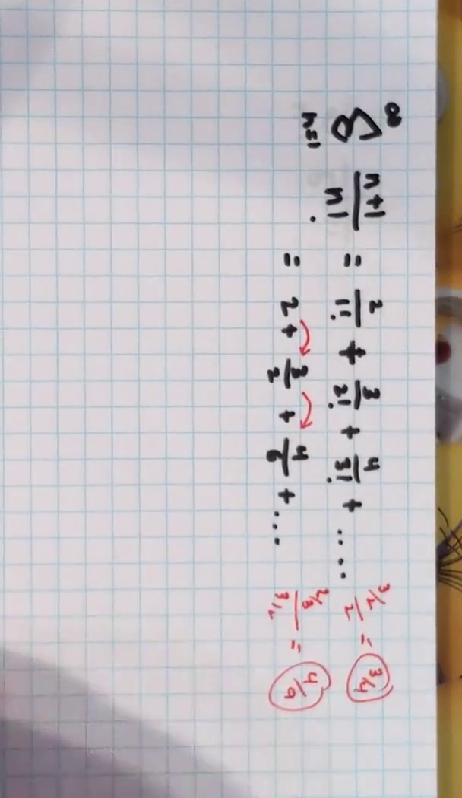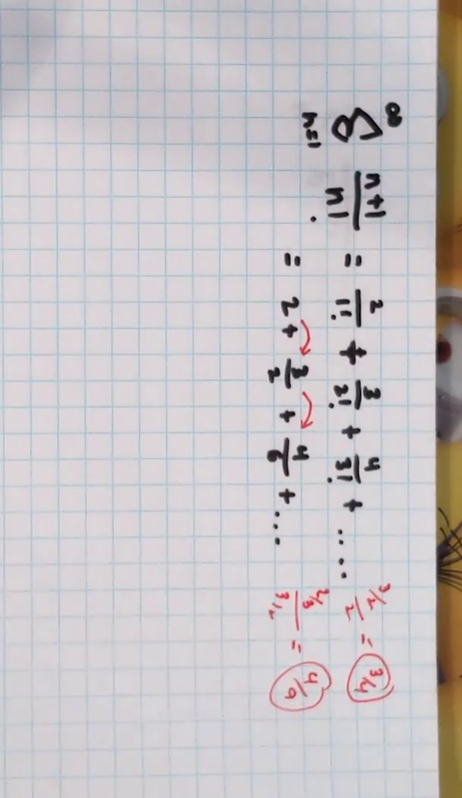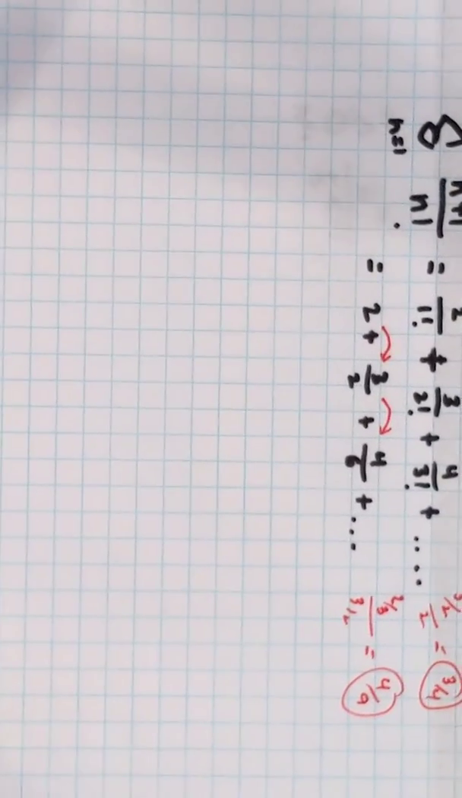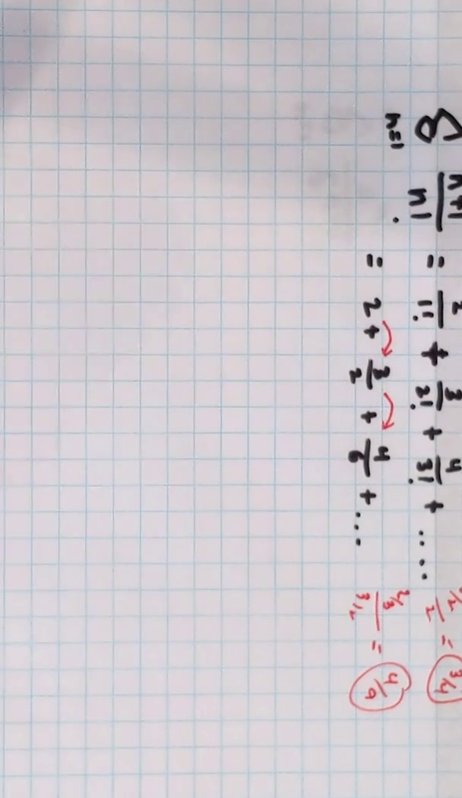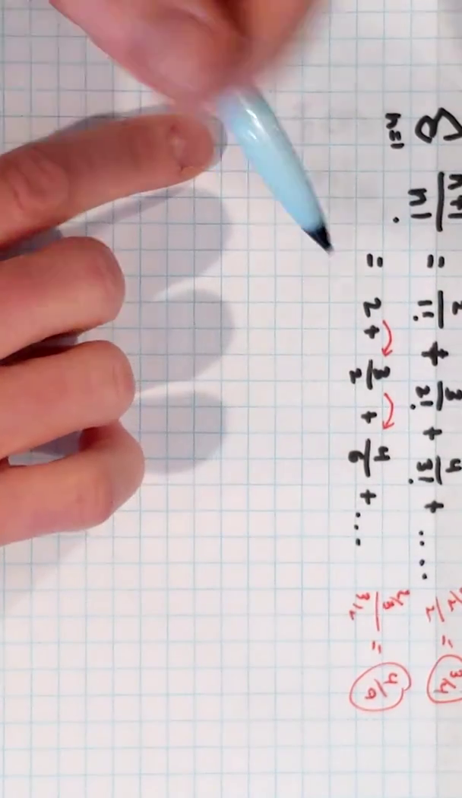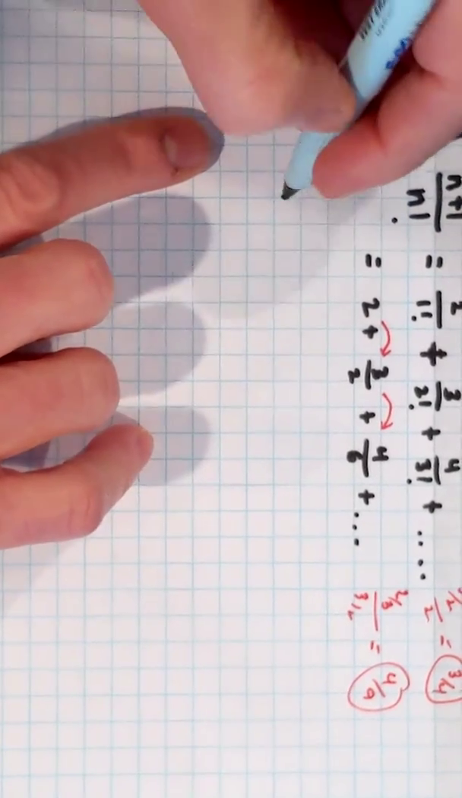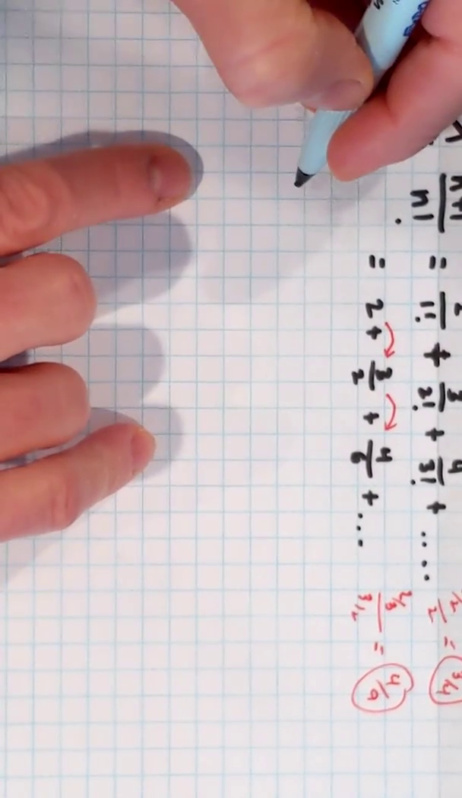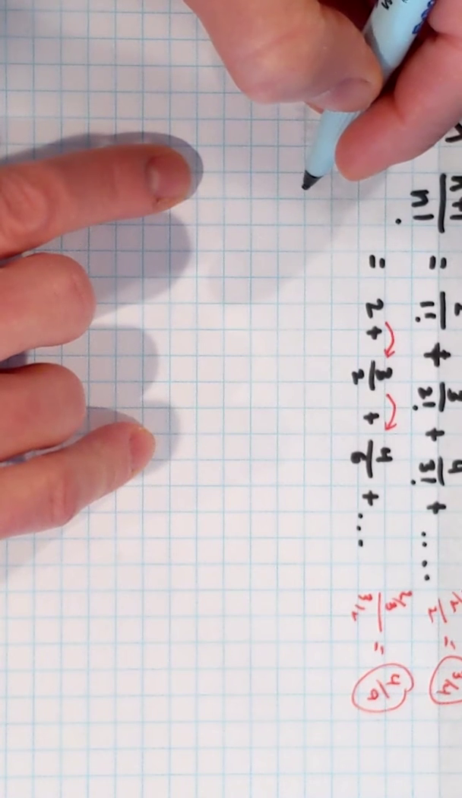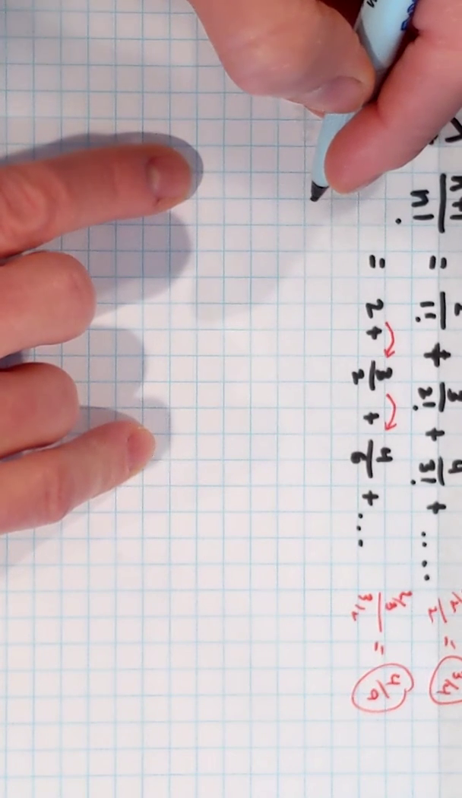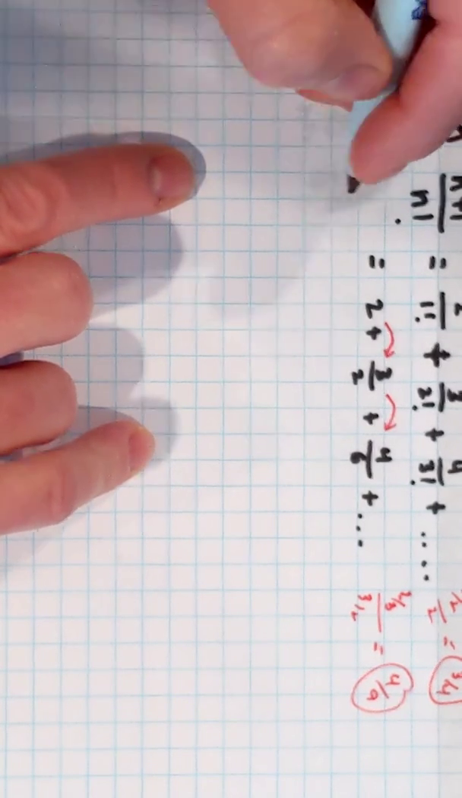So now I'm going to try the nth test real quick, just to see, because the nth test can tell me if it diverges. If the limit as n approaches infinity equals 0, I don't have any conclusion. But if it's something besides 0, I can conclude it diverges.